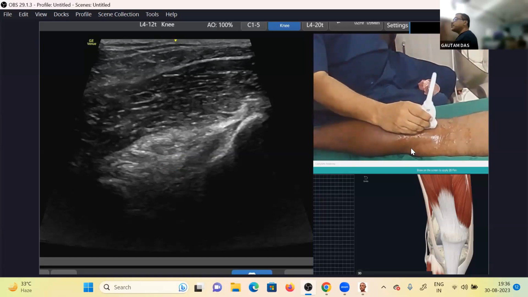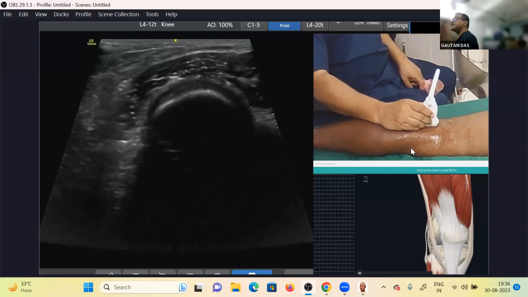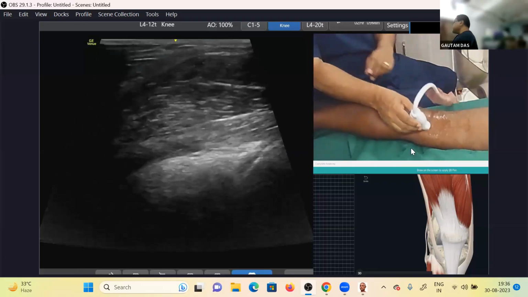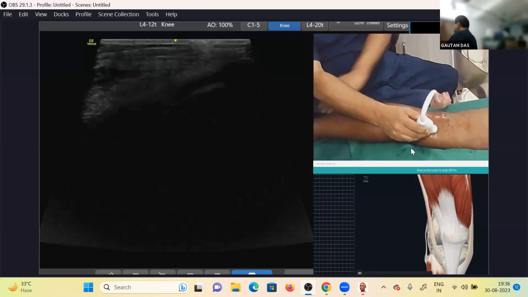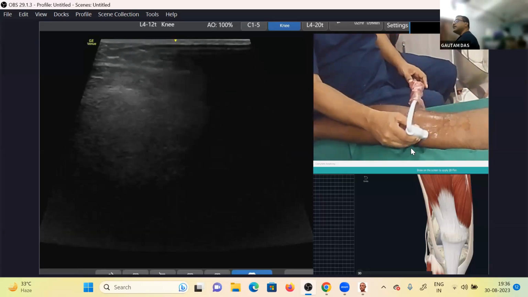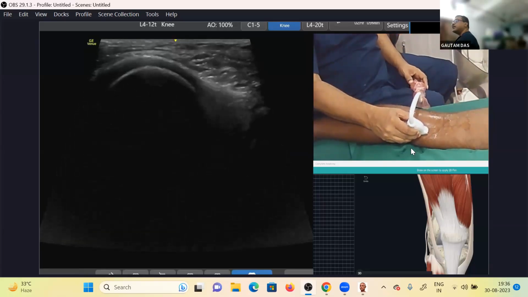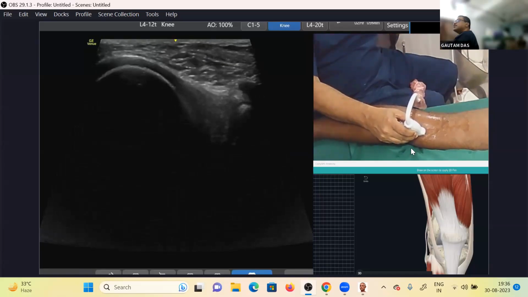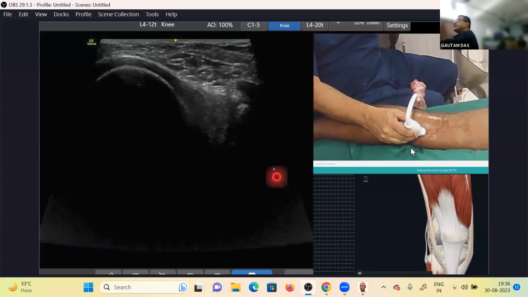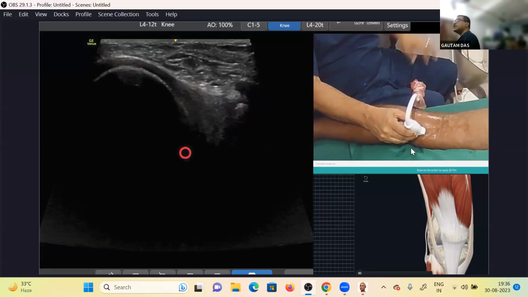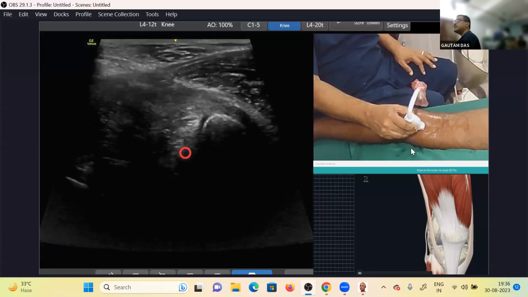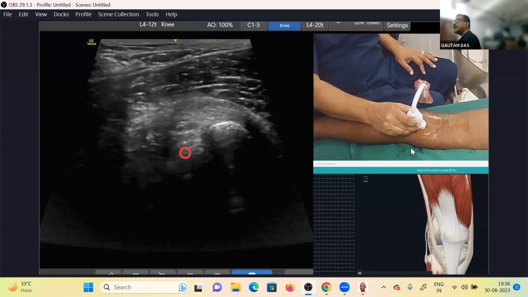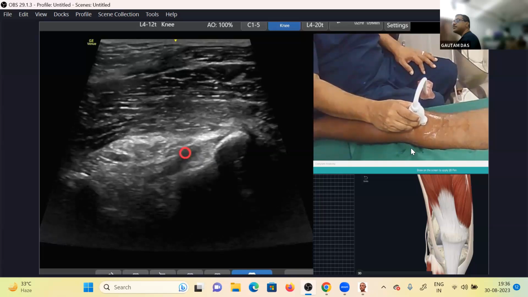So if I'm holding the probe like this, first what I was doing, I was over the medial condyle and a little bit of tibia is seen. This is your little bit of tibia. This is your medial condyle. This is your medial condyle and cartilage. So now I'm sliding it, coming laterally. Now stop here.